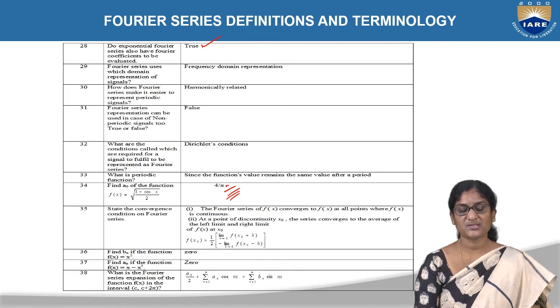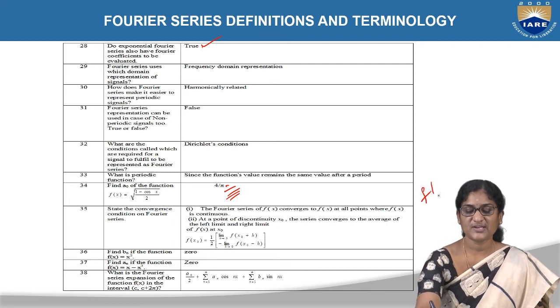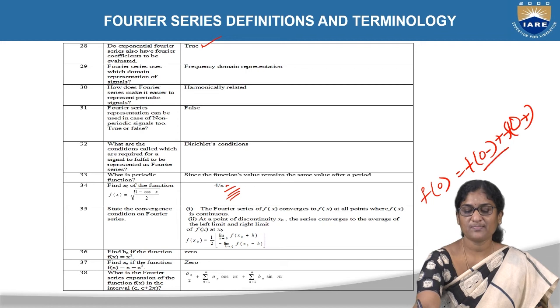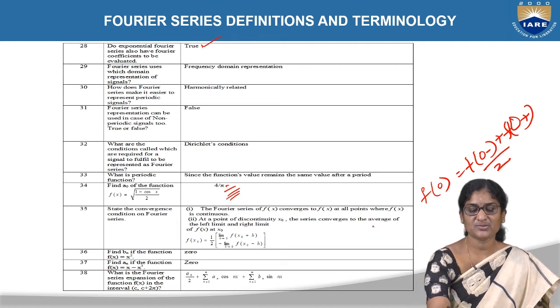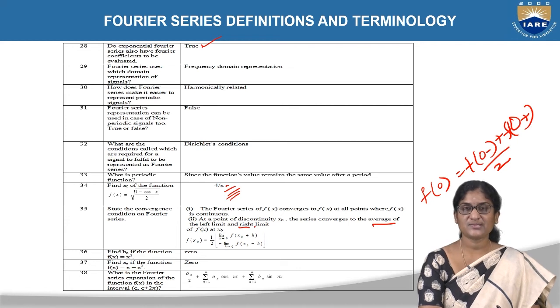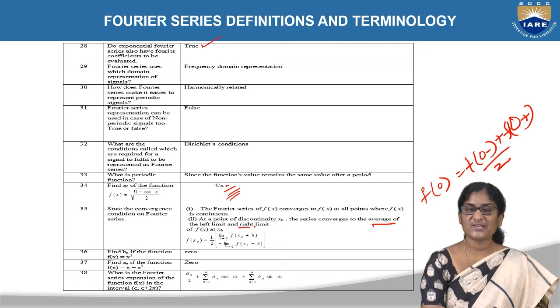the series converges to the average of the left hand limit and the right hand limit at the point of discontinuity. Suppose the discontinuity is at 0, then it converges to f(0 minus) plus f(0 plus) divided by 2. That is the meaning of the average of the left hand limit and the right hand limit. 0 minus represents the left hand limit of the function at 0, and 0 plus represents the right hand limit of the function at 0.